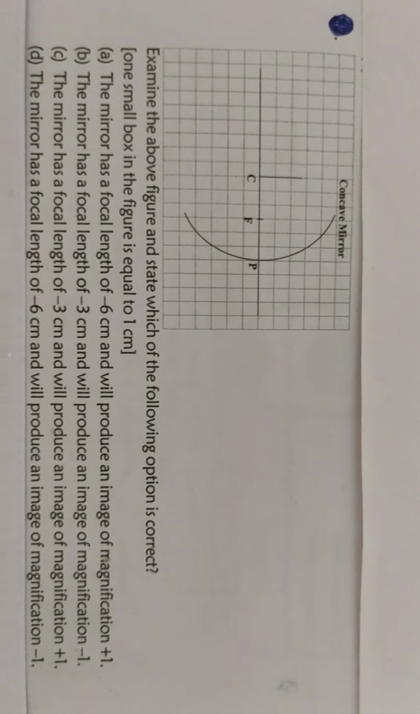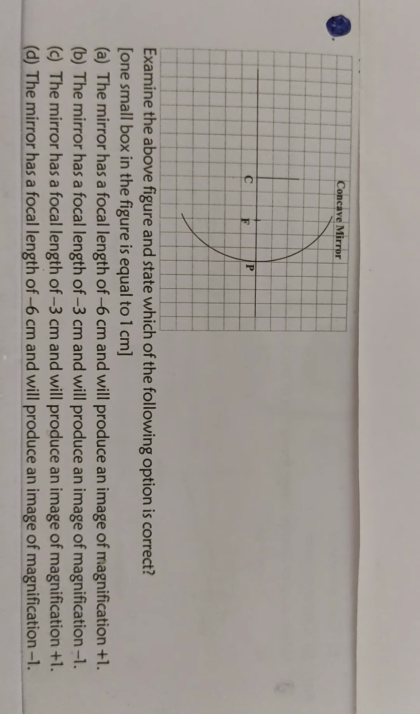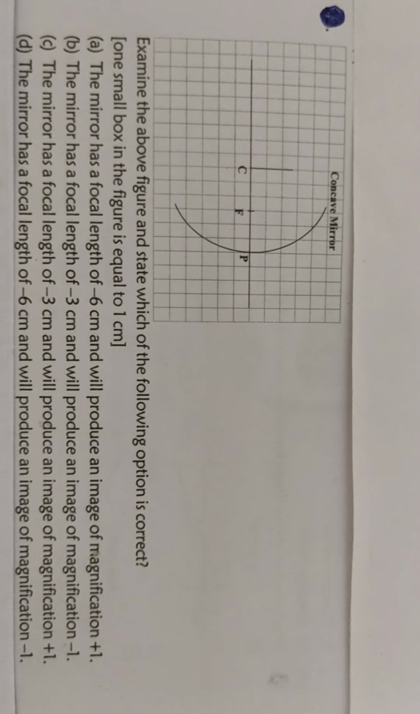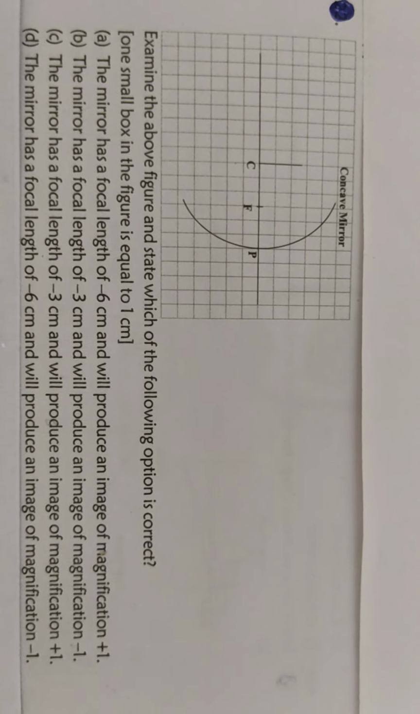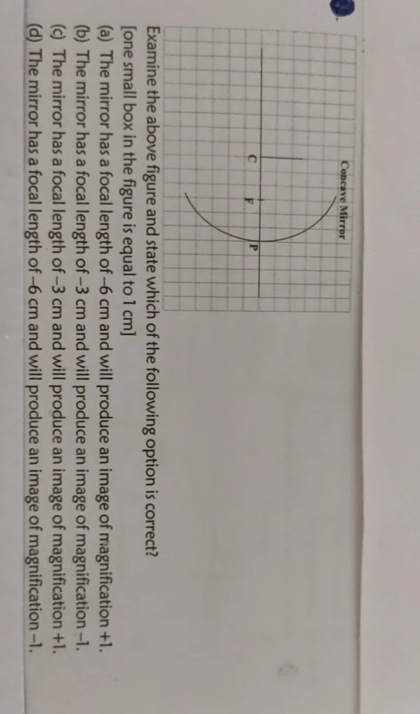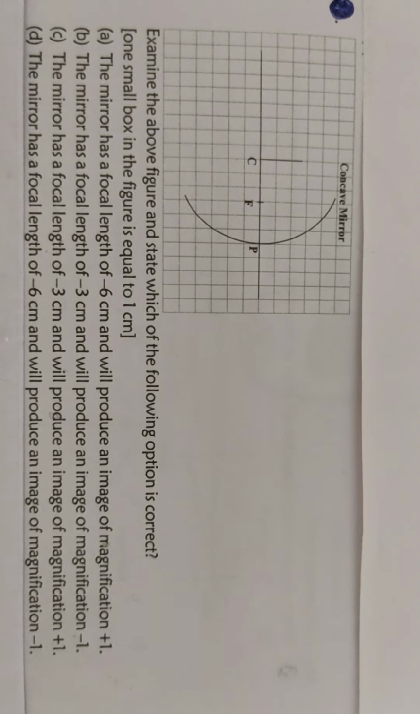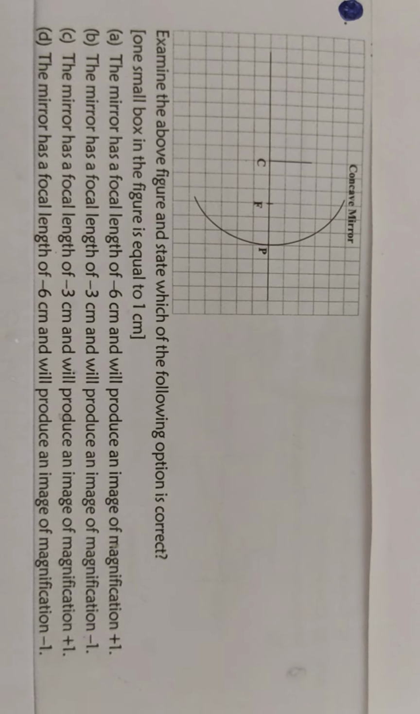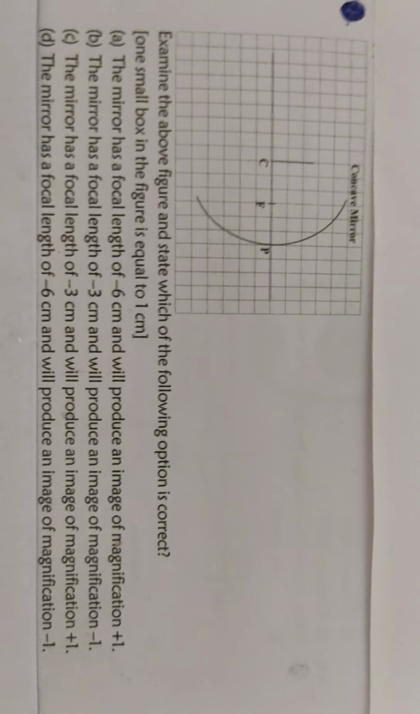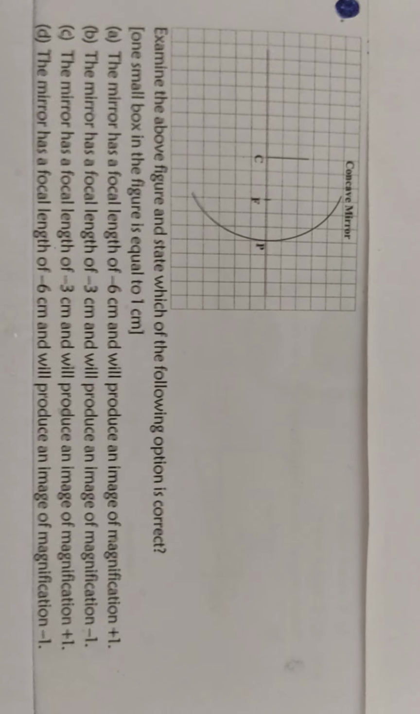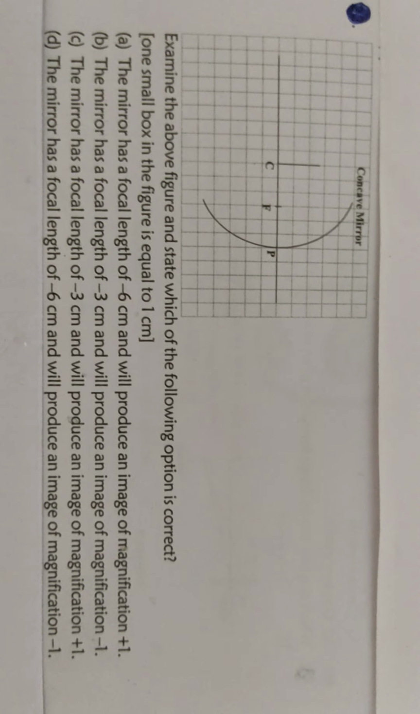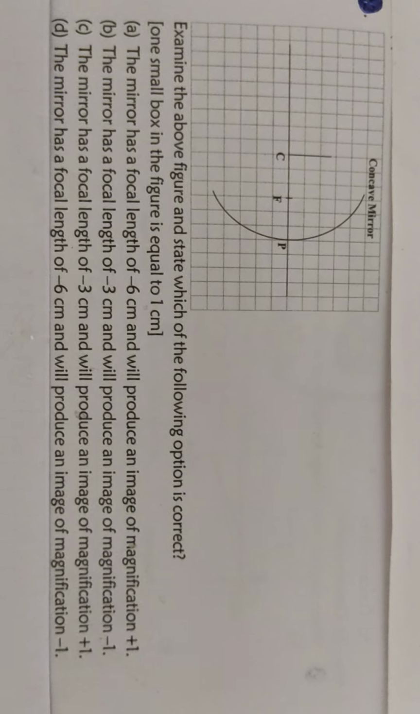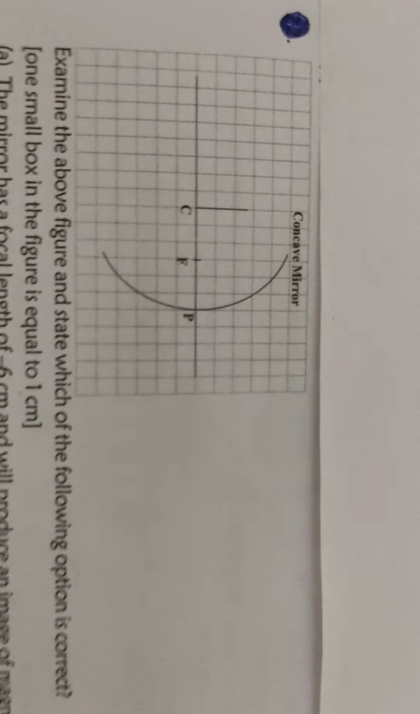Now let us read the question here. Examine the above figure and state which of the following options is correct. One small box in the figure is equal to 1 centimeter. Now when we look at the options, we see that in every option they are speaking about the focal length of the mirror and magnification of the image for the image of this object. The object is placed at C. That simple perpendicular small line segment at C is an object. So let us find out that and then choose the answer.